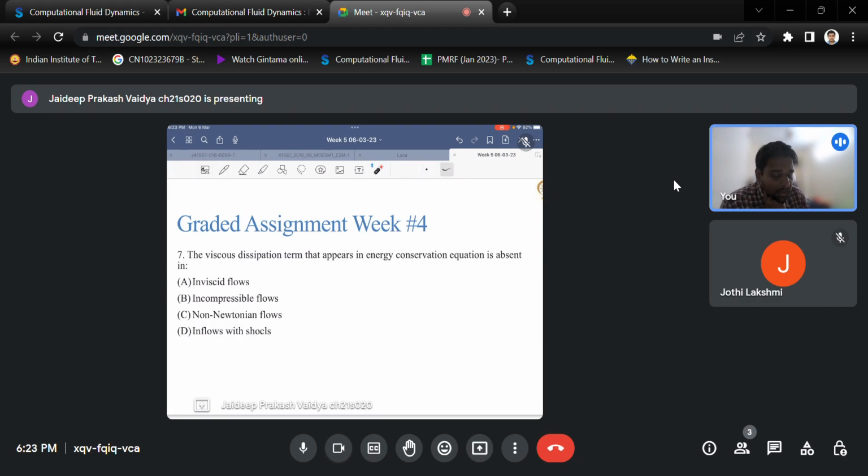Okay, moving on to the next question. The viscous dissipation term that appears in the energy conservation equation is absent in which kind of flows? Is it an inviscid flow, an incompressible flow, non-Newtonian flow, or flow with shocks? I think I made a mistake over there. It's K in the end, shocks.